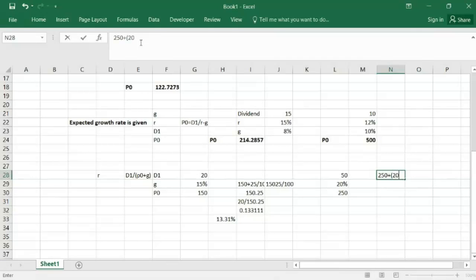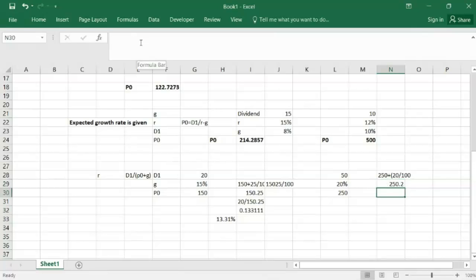So it is 20 divided by 100. We can calculate it as 25,000 plus 20, which is 25,020, again divided by 100, and you get 250.20.